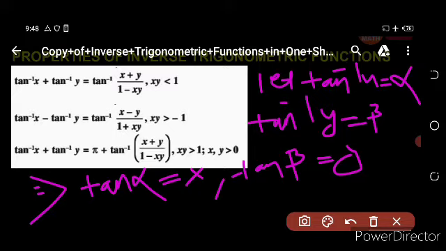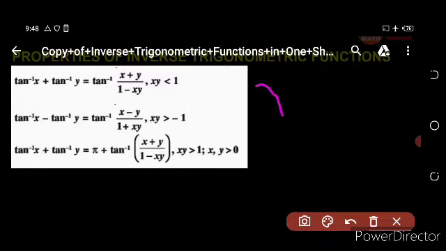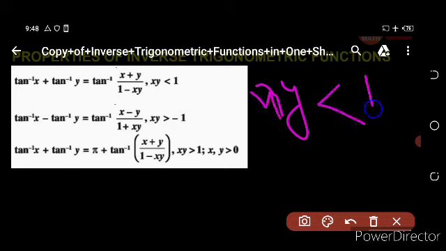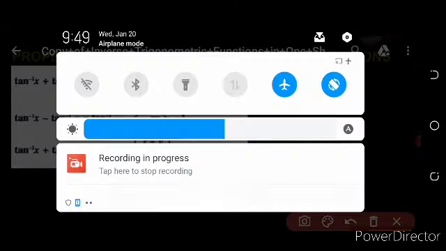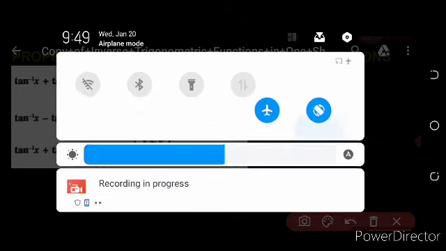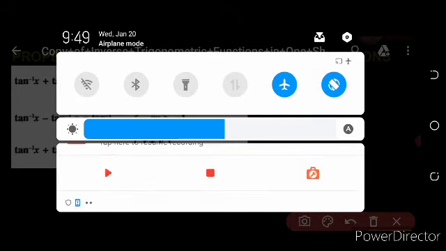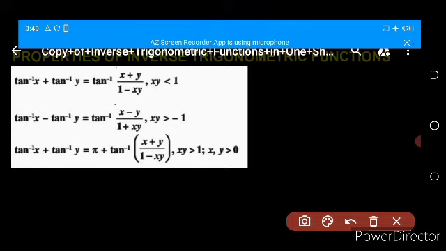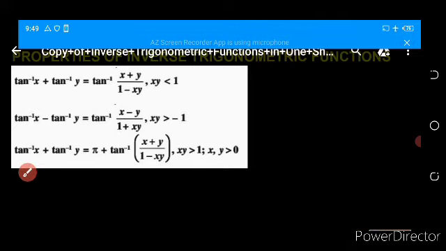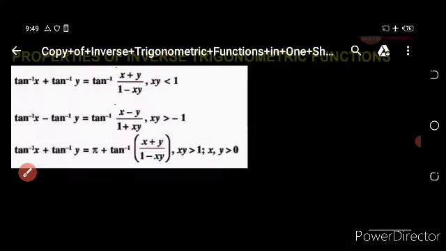Okay, and always remember that xy should be less than 1. This is the condition of tan inverse x plus tan inverse y. Similarly, tan inverse x minus tan inverse y is equal to tan inverse of x minus y upon 1 plus xy, and here xy is greater than minus 1.